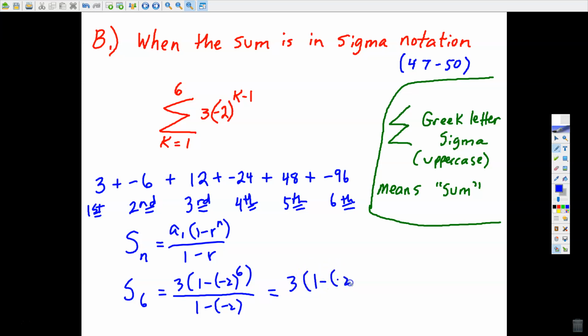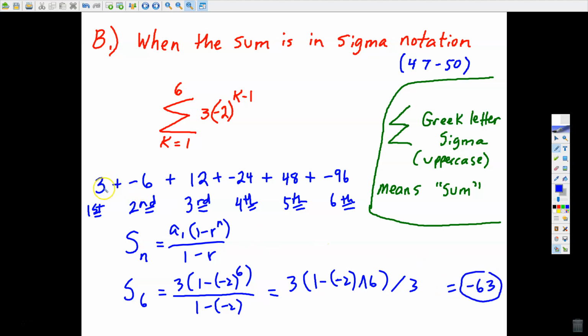1 minus negative 2 raised to the sixth power, and we're going to be dividing by, I'm just going to say dividing by 3. Okay, so again, if you don't trust yourself to do that, if you want the calculator to do everything, make sure you put that whole denominator in parentheses. All right, so 3 times, you really have to be careful here, 1 minus, and then I'm going to put negative 2 in parentheses, raised to the sixth power. And then I'm going to divide that by 3. And I got negative 63 as my answer.